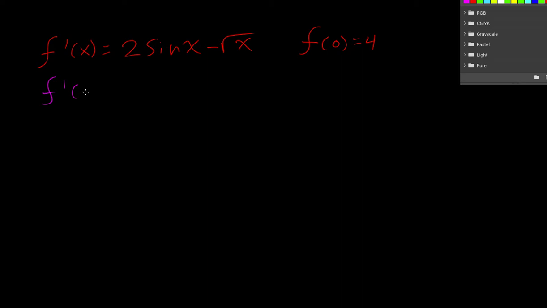Okay, let's try another one. So we're given a different derivative, 2 sine x minus the square root of x, and then f of 0 is equal to 4. Okay, so I'm going to rewrite the derivative before I take the antiderivative, like that. Hopefully you're pretty comfortable doing that by now.